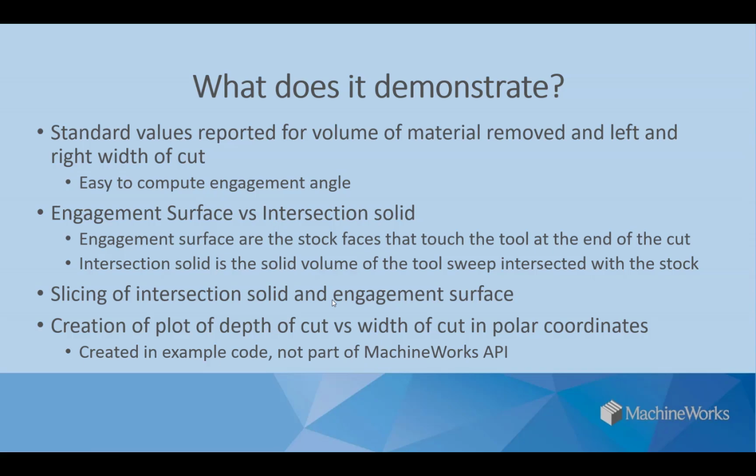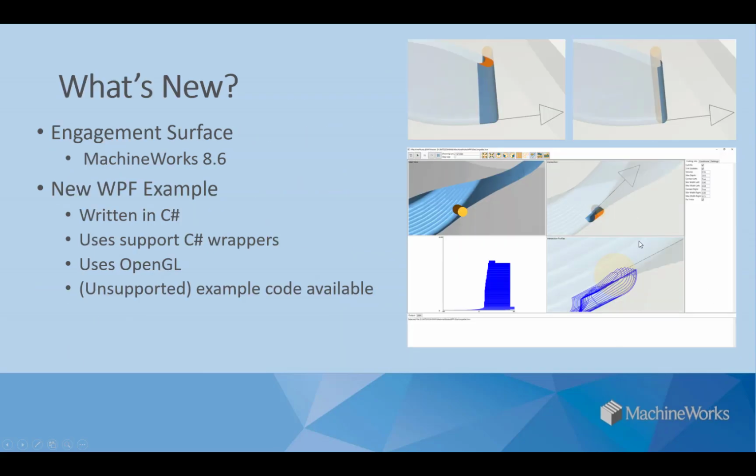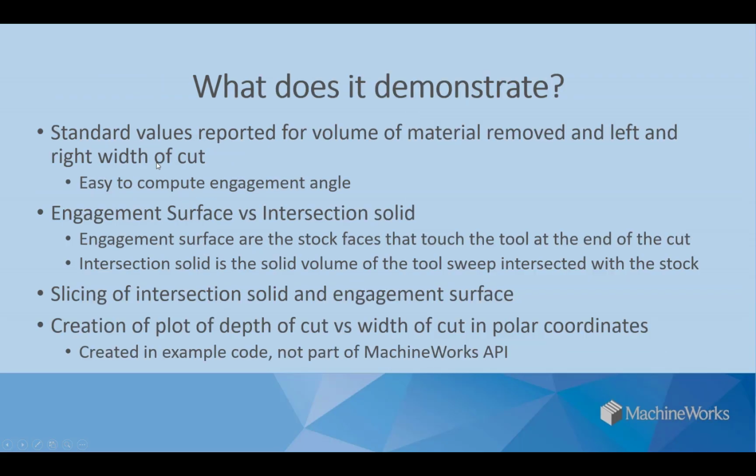So what are we going to demonstrate here? Well, this user interface I'm going to talk through more in the actual demo. But basically, it shows you the standard values that MachineWorks has had for a while. They report the volume of material removed and the left and right width of the cut, from which it's easy to compute the engagement angle. It's also going to show you the engagement surface versus the intersection solid, which I've already talked about.